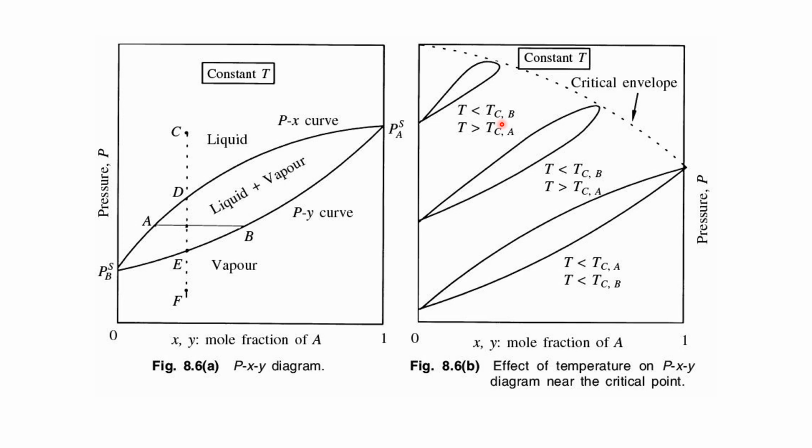As we saw before, the effect of pressure on both diagrams. Here we are going to see the effect of temperature on the PXY diagram. Here also, if the temperature crosses the critical envelope, that is the critical temperature, we form the looped curve in the dew point and the narrow curve in the bubble point. This is also the same as the effect of pressure on the VLE.